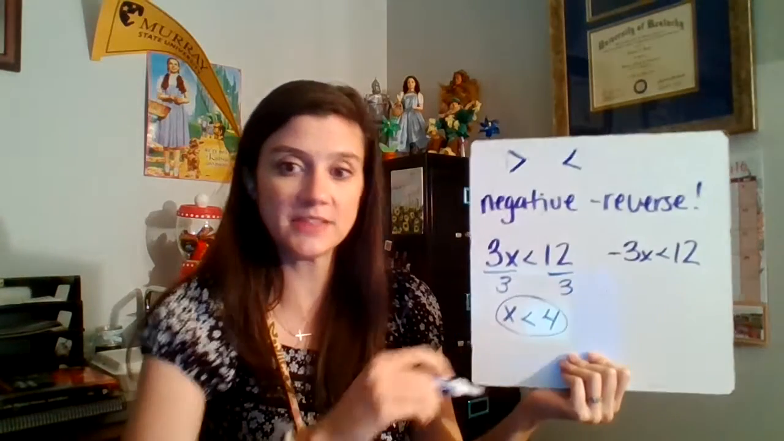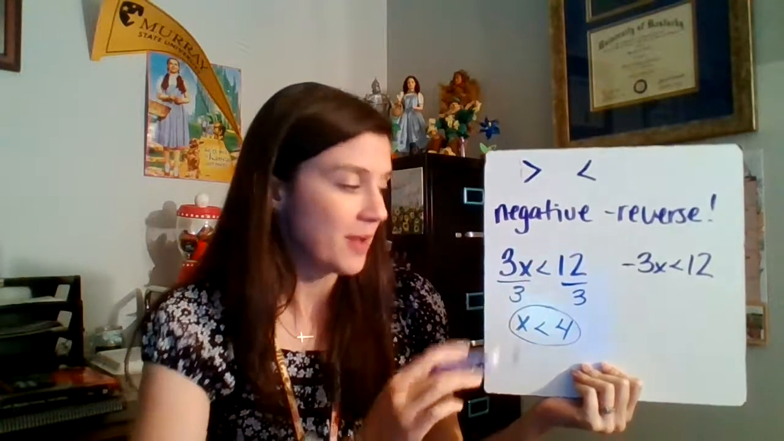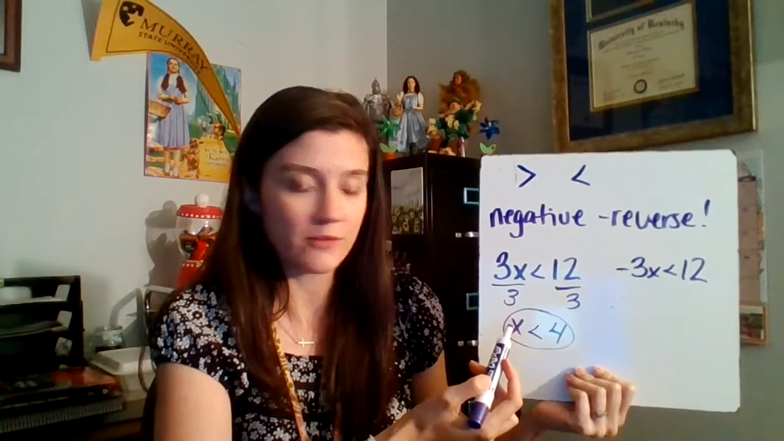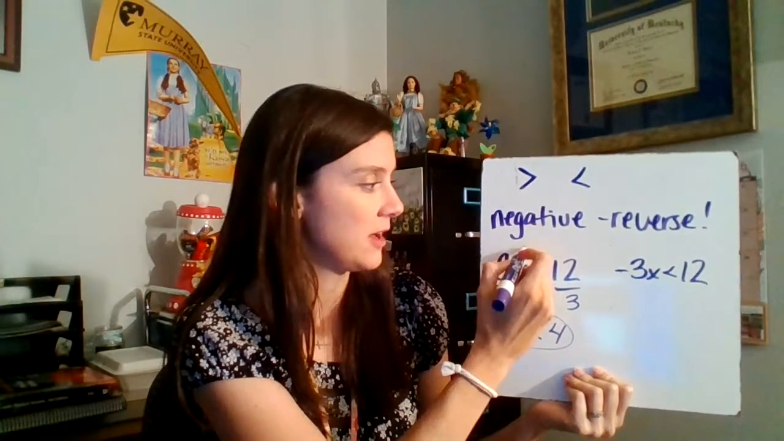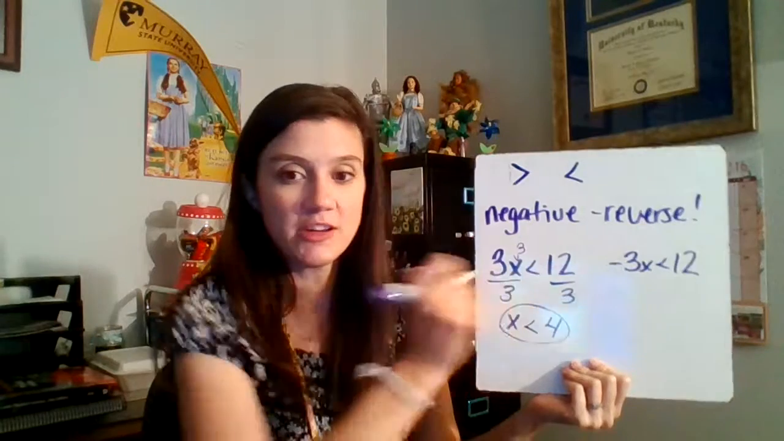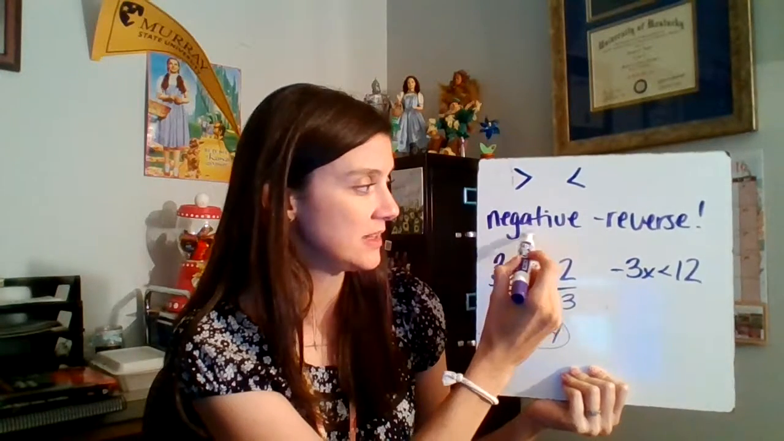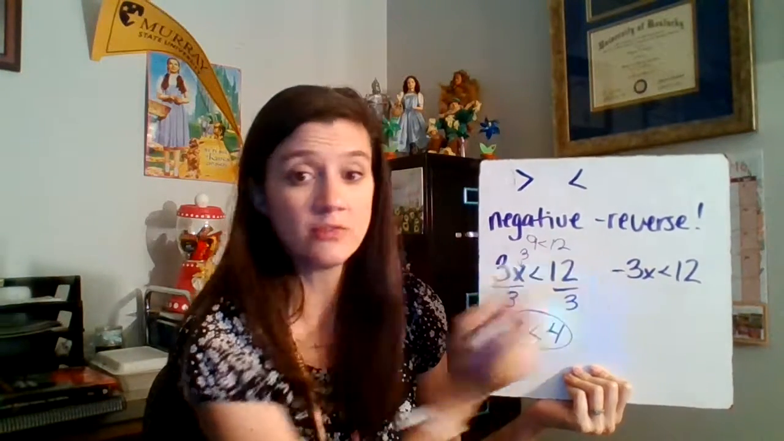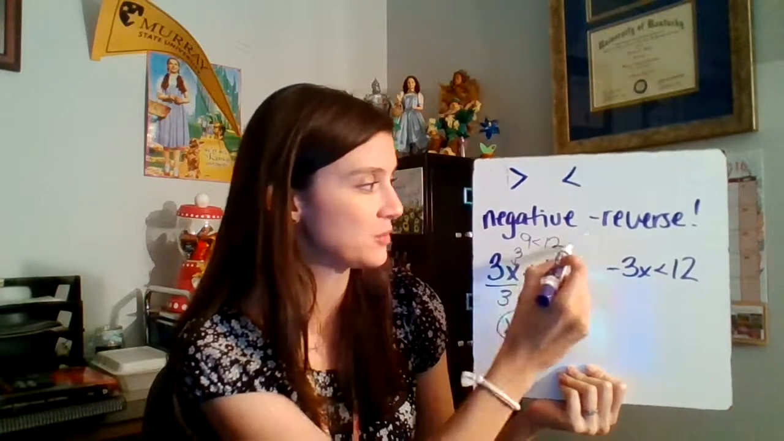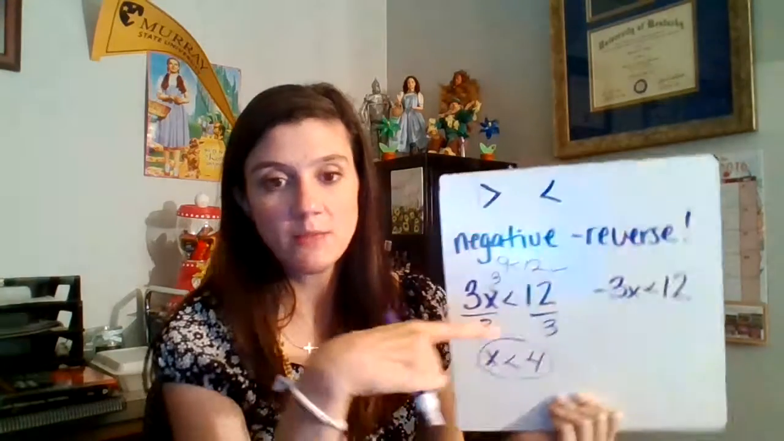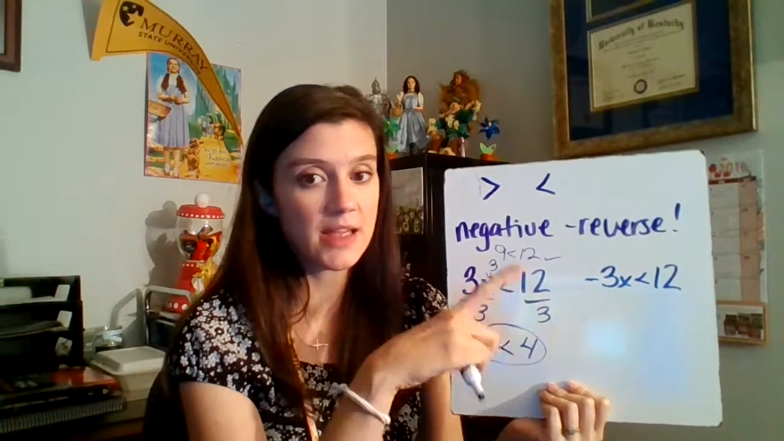We can check our answer to see if we're right by putting in a value that's less than 4 for x. So for example, 3. I'm going to put 3 in for x. 3 times 3 is 9. Is 9 less than 12? Yep, so this works.